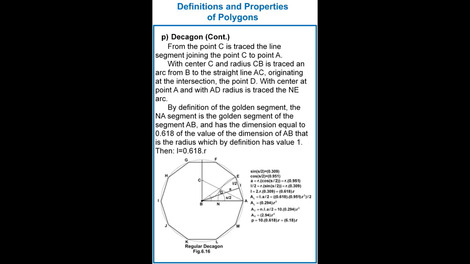By definition of the golden segment, the NA line is the golden segment of the straight line segment AB and has the same dimension, that is 0.618 of the dimension value of the straight line segment AB, which is the radius. Thus, the side of the decagon has the value 0.618 multiplied by the dimension of the radius of the circumscribed circumference, that is the straight line segment NA, that has the same dimension of straight line segment AE, that is the side of the polygon.